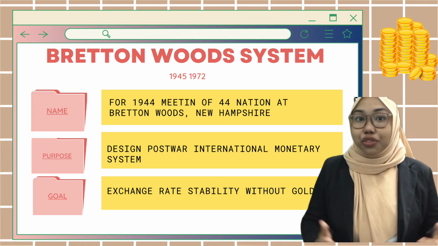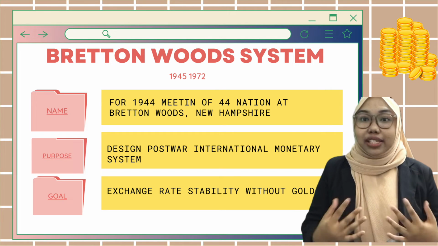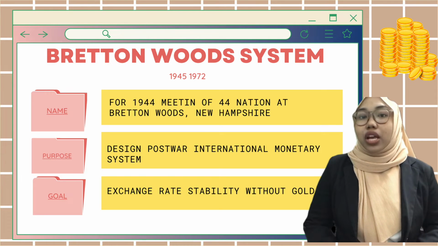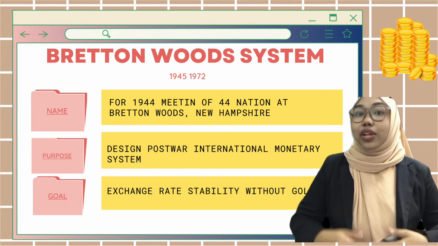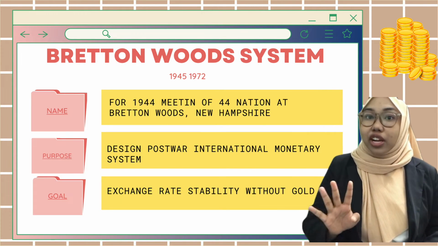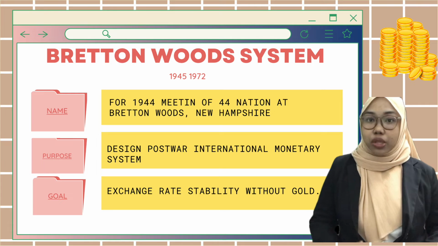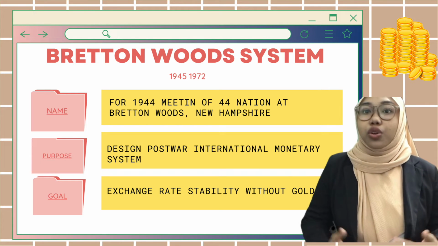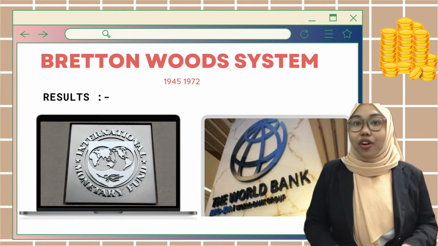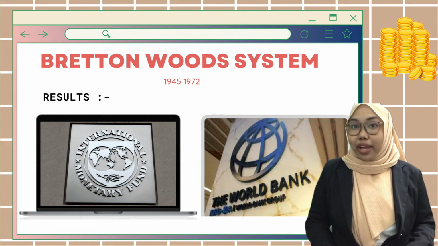Let's go through the next stage, the Bretton Woods System, 1945 until 1972. The new International Monetary System was established in 1944 at a conference organized by the United Nations in a town named Bretton Woods in New Hampshire, USA. The conference is officially known as the United Nations Monetary and Financial Conference. It was attended by 44 countries. The purpose of this conference was to design the post-war international monetary system. Their goal was to create a fixed exchange rate system without the gold standard. As a result, the conference led to the creation of the International Monetary Fund (IMF) and the World Bank.